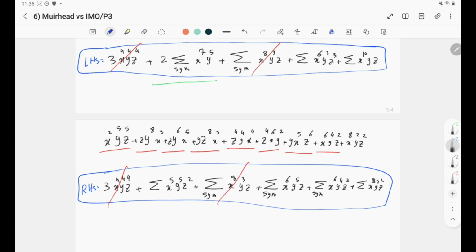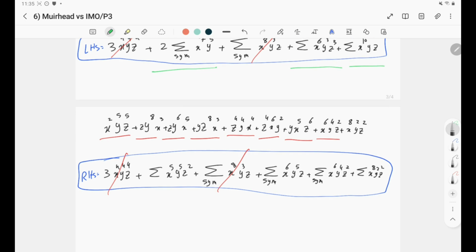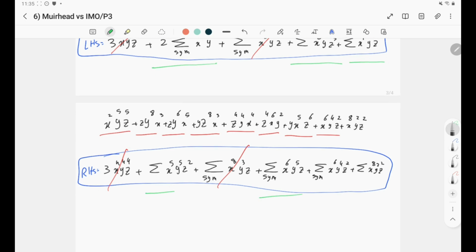Okay, next, this here, do we have it? X to the 6 cube. No, we don't. So this one stays. Finally, to the 10, well, we don't have a 10 at all there. So this one stays, and that means these guys stay as well.